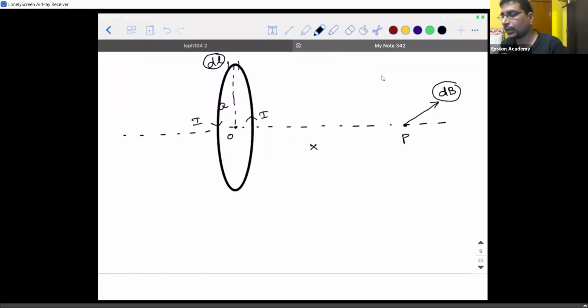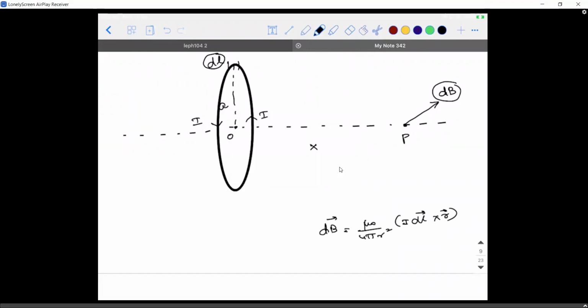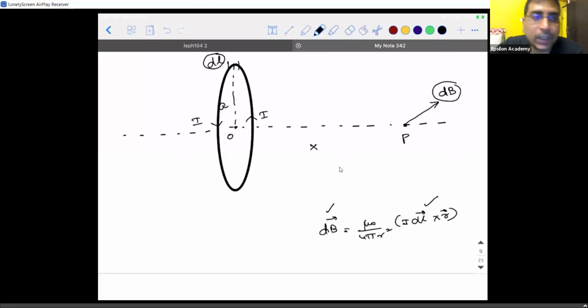If we recollect Biot-Savart law, who decides the direction of dB? dB vector is equal to mu naught divided by 4 pi r square into I dl vector cross r vector, correct? So if you do the cross product of dl vector and r vector, you will be able to decide the direction of dB vector. Are you guys clear till this point? Yes, sir. So the direction of dB vector is decided by I dl vector cross r vector.